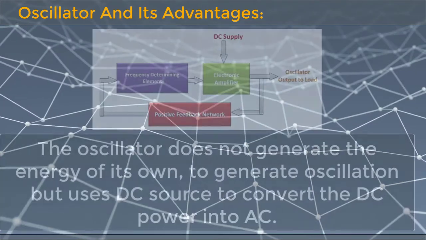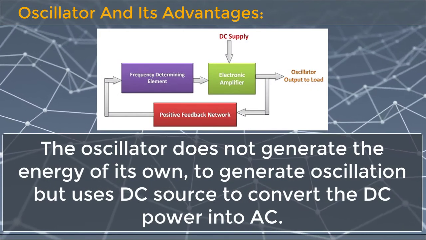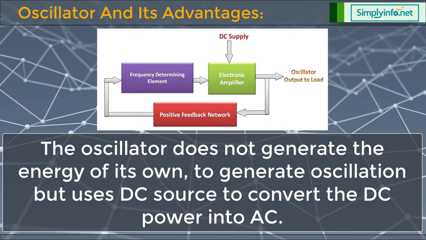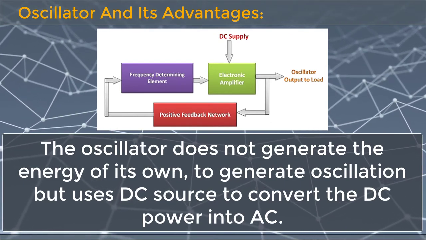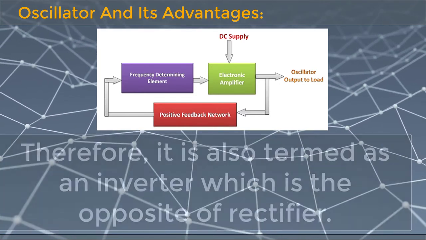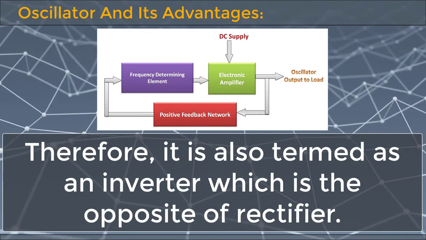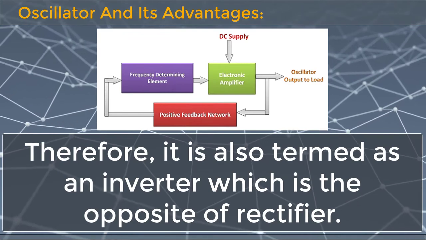generates waveforms. The oscillator does not generate the energy of its own to generate oscillation, but uses a DC source to convert the DC power into AC. Therefore, it is also termed as an inverter, which is the opposite of a rectifier.